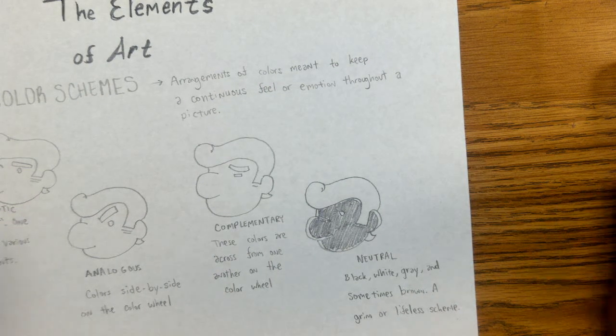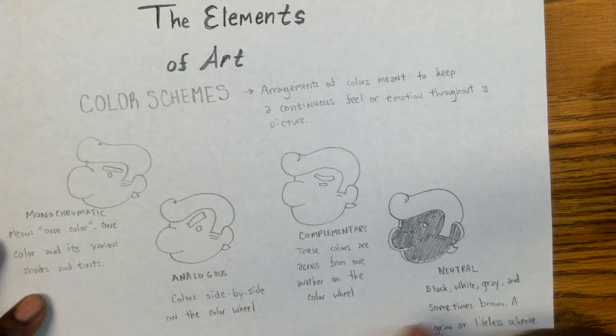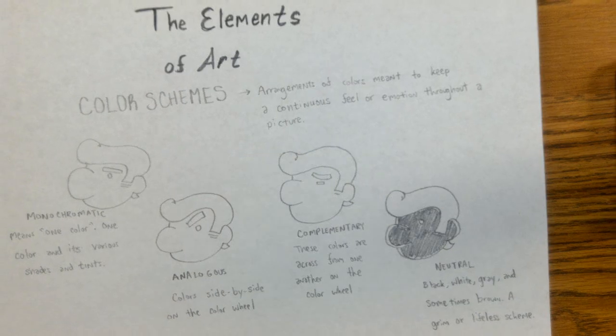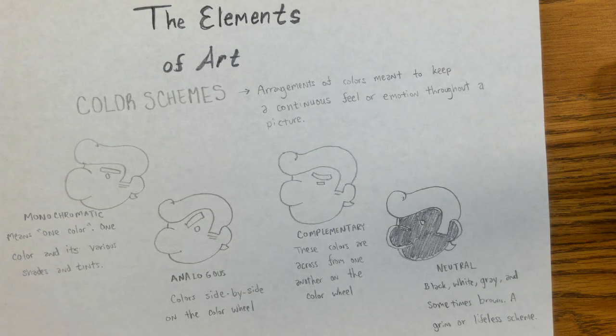All right, let's deal with color schemes. Now, warm and cool actually do count as color schemes, which are arrangements of color meant to keep a continuous feel or emotion throughout a picture. So, if you want your picture to have a warm, glowing feeling, you want to use the warm colors we just used. If something more somber, something sad, or just melancholy, get some bigger words in there, you want to use the cool colors we used.